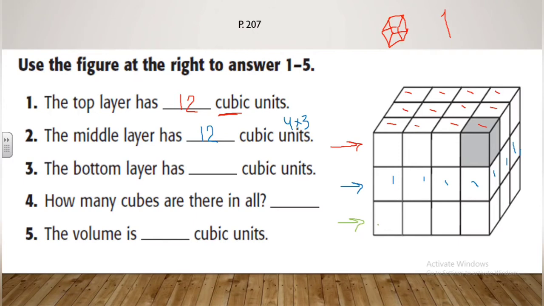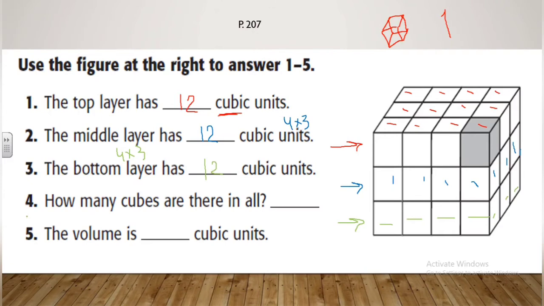So we will multiply. We have here 1, 2, 3, 4, and the other side we have 1, 2, 3. So we will make it 4 times 3, and that will give us 12. Okay, so here we have 12 cube units.